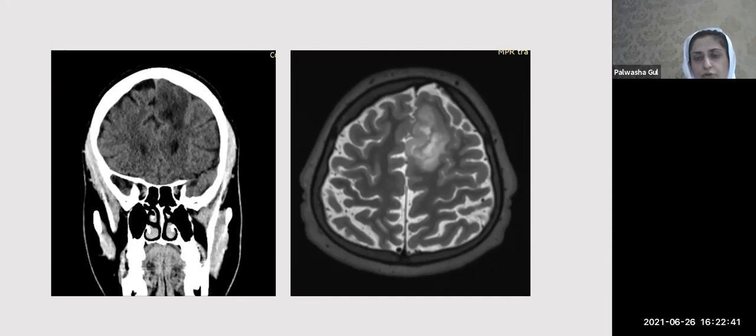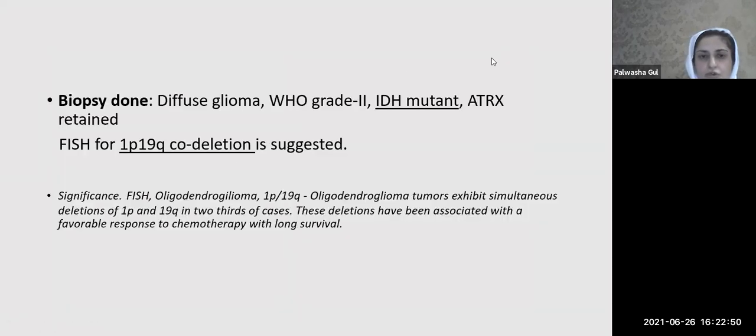So why am I showing you glioma? Many of you have seen gliomas and you guys are familiar with it. But the reason I want to show you this glioma is that the biopsy of this lesion was done, and it turned out to be a diffuse glioma, WHO grade 2. What I want to stress upon is the IDH mutant and 1p19q codeletion, okay?